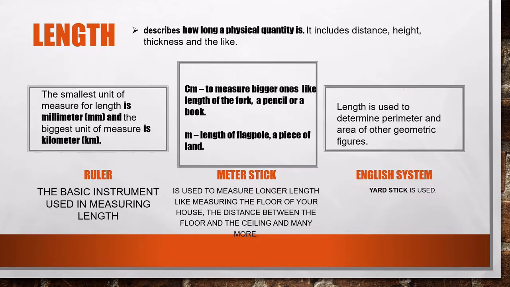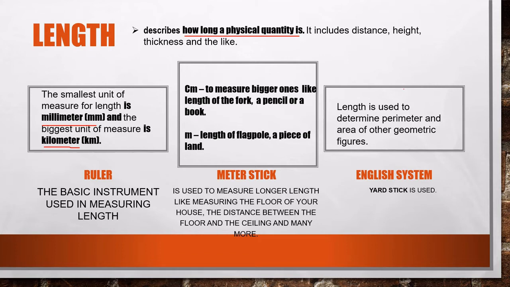Now, let us discuss the measure of length. Length describes how long the physical quantity is. It includes distance, height, thickness, and the like. The smallest unit of measures for length is millimeter. For example, you're going to measure small things or objects like the thickness of a book, a paper clip, or a microchip. So, you're going to use millimeter. The bigger unit of measure is kilometer. So, kilometer is used to measure the distance between town or places.